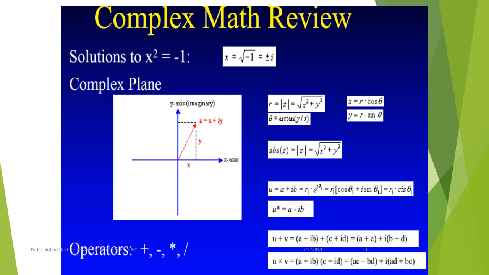So what are the magnitude and phase? Magnitude r is equal to mod of z, that is the square root of x square plus y square, where x is equal to r cos theta and y is equal to r sin theta. Then phase is equal to tan inverse, or arc tan, of y by x, that is imaginary by real. So the absolute value of z is the magnitude, the square root of x square plus y square.